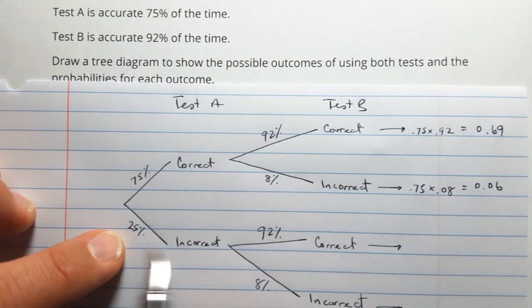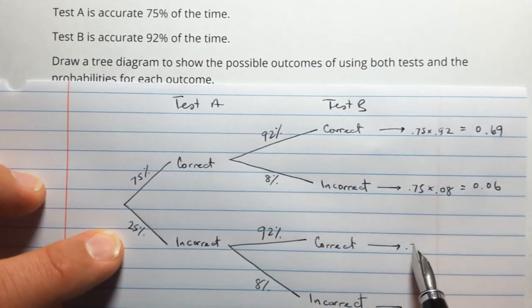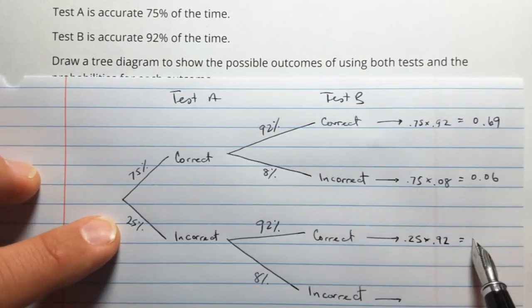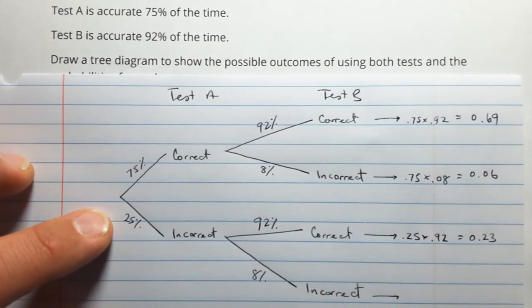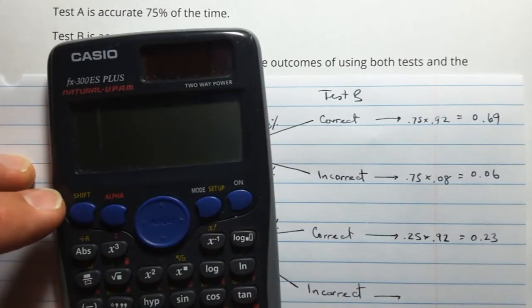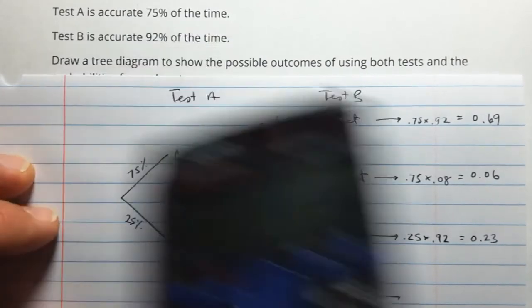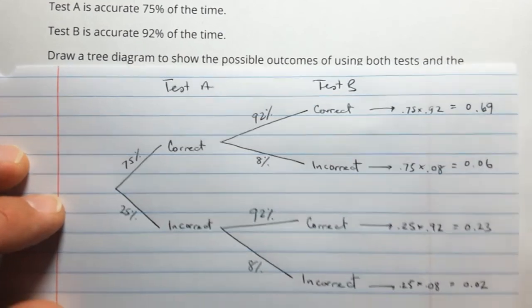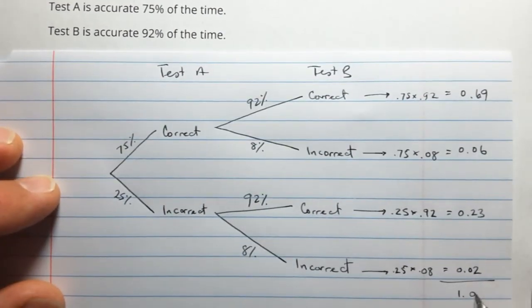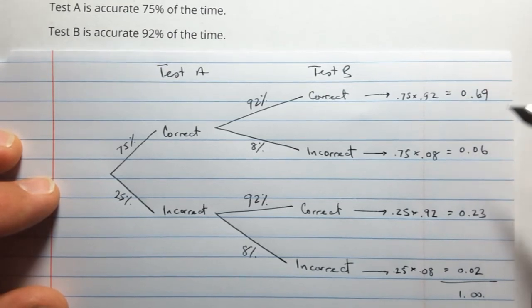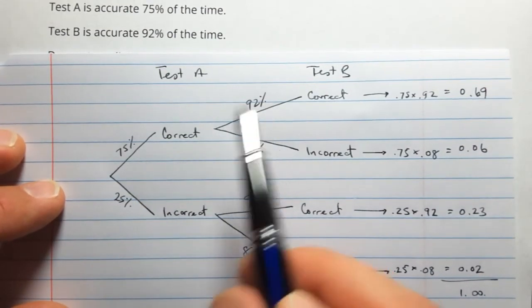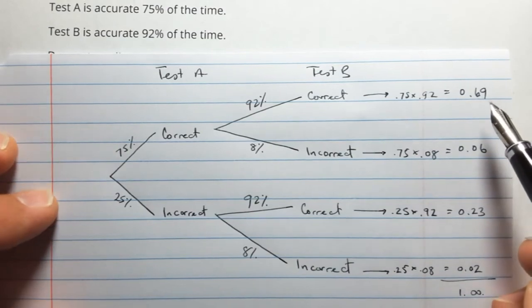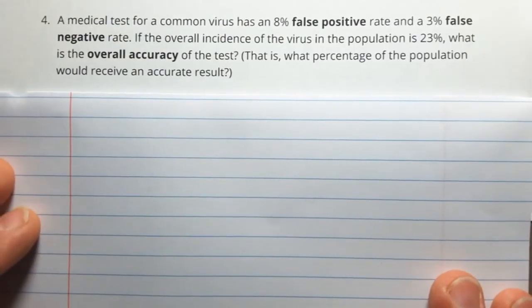Down here, 25% of 92. And that's going to work out to 0.23. I better just double check that. That was in my head. 23%. And then last we have 25% of 8%, which will work out to 0.02. The whole thing works out to 100%. So those are the probabilities. For example, what's the probability that both tests are accurate? 69%.